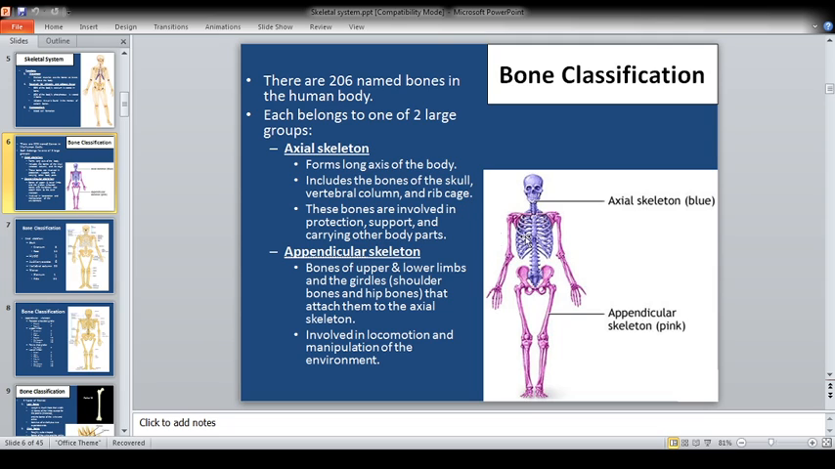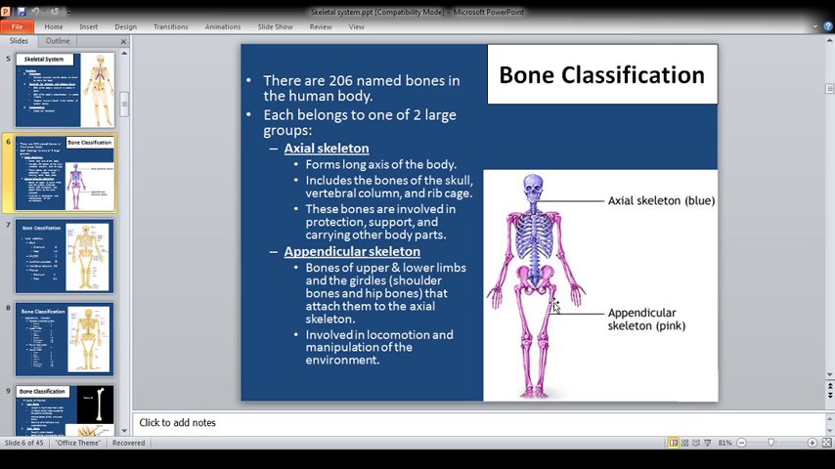What are the appendages? Our arms and legs. So, bones of the upper and lower limbs and the girdles. Girdles are the attachments of the appendicular skeleton with the axial skeleton. So the pelvic girdle is present here, and the attachment of the legs to the axial skeleton is via the pelvic girdle, and then there is a shoulder girdle that is present here. These girdles attach the arms and the legs to the axial skeleton or the trunk.